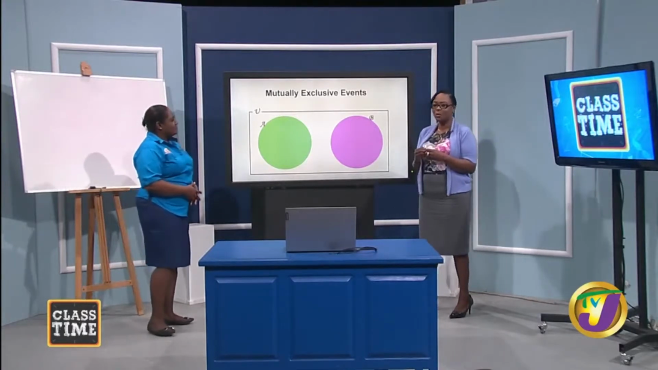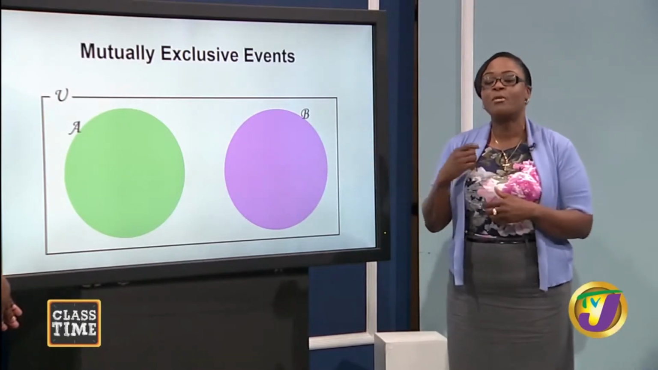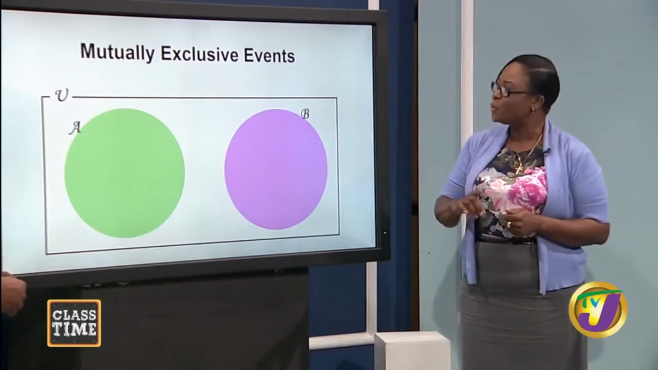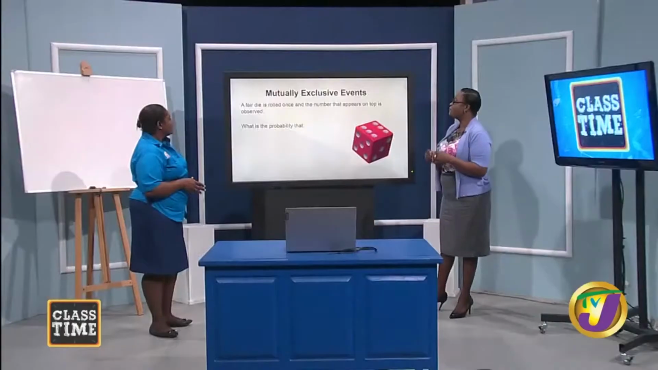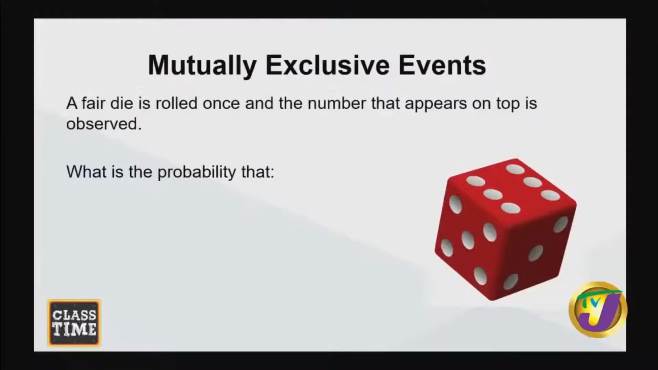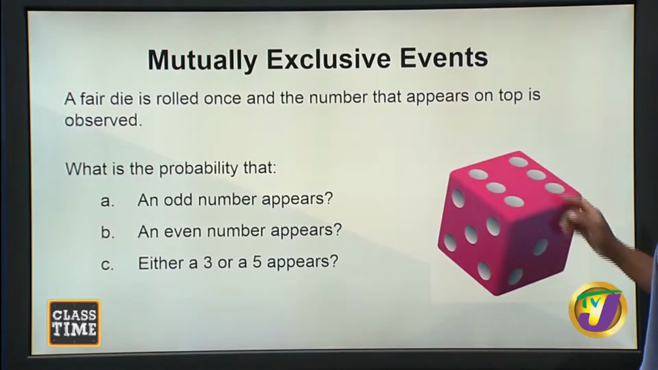So for those persons who function better with the use of pictures, here is a diagram for you to remember the whole idea of mutually exclusive events. Now, a fair die is rolled once, and the number that appears at the top is observed. We want to identify the probability that an odd number appears at the top, the probability of an even number appearing at the top, and that either a 3 or a 5 appears at the top.